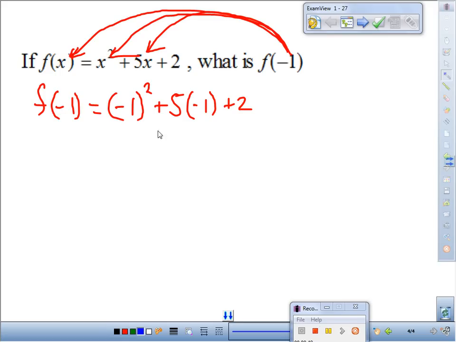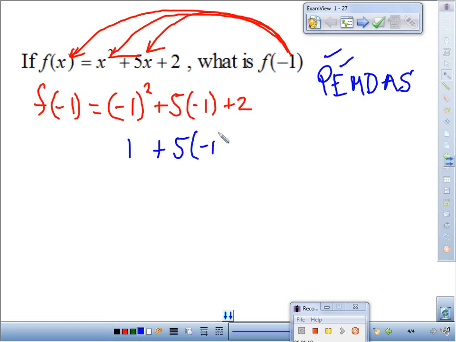Let's continue. Let's simplify. Here we're going to use our order of operations. Please excuse my dear Aunt Sally. Parentheses: do we have parentheses? Yes. Can we simplify inside of the parentheses anymore? No. Exponents. Yes, right here. So what is negative 1 squared? 1. I bring everything else down. 5 times negative 1 plus 2 equals f of negative 1.